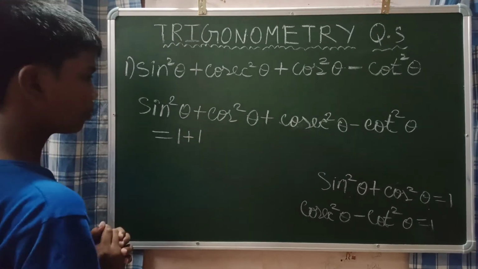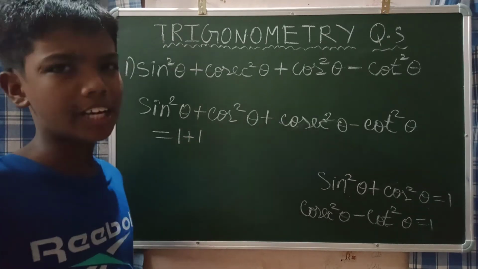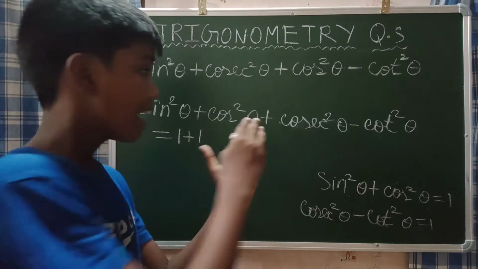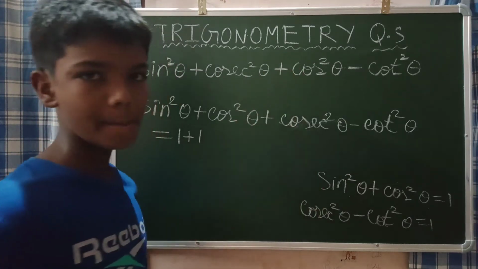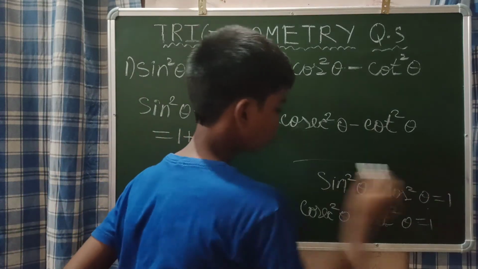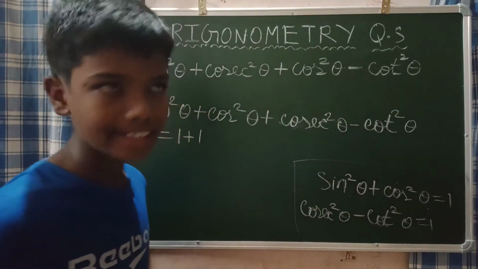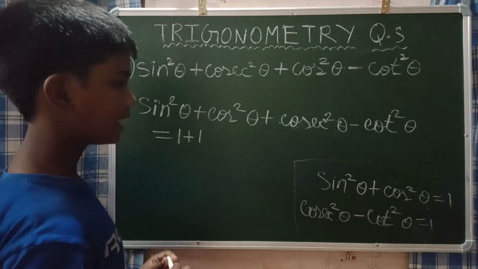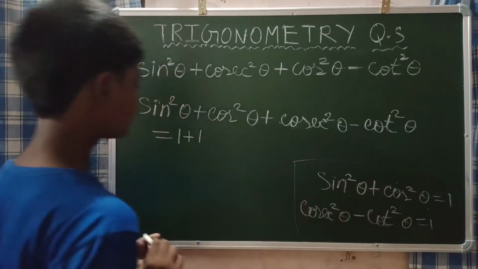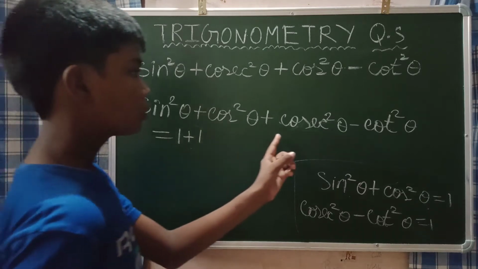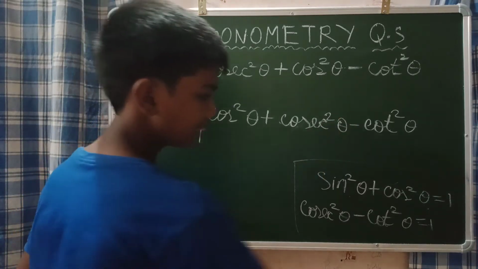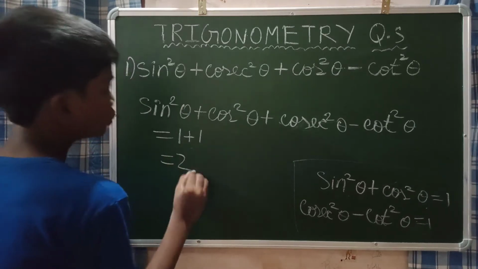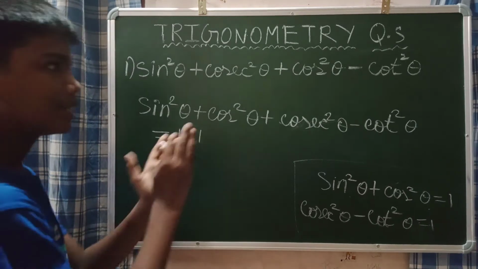So it's simple now. You can understand that the reason why I rearranged this form is that we can use this Pythagorean identity. When I rearrange, it becomes sin square theta plus cos square theta, which is 1, and cosecant square theta minus cos square theta, which is 1. So 1 plus 1 is equal to 2. So the answer for this question is 2.